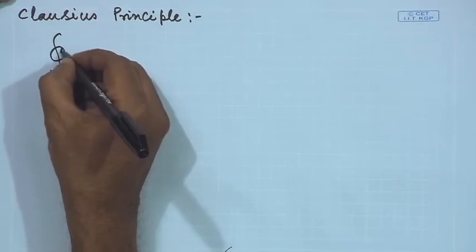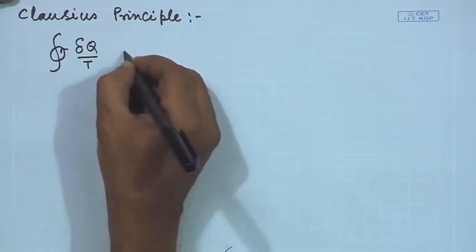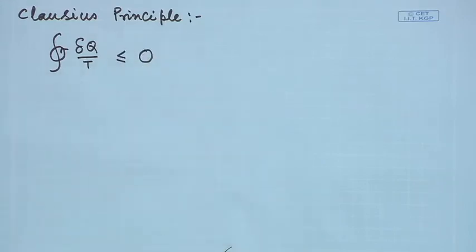Clausius principle: cyclic integral of dq by T is less than or equal to 0. So, there is an inequality sign, and sometimes it is also called Clausius inequality principle. So, for a cyclic process, we are not qualifying the cycle whether it is reversible or irreversible. When we are not qualifying the cycle, then it is a general cycle, it could be reversible, it could be irreversible. So, for a general cycle, cyclic integral of dq by T is less than or equal to 0.